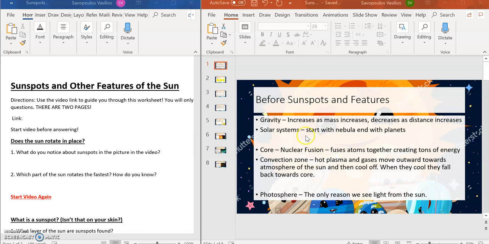All right, solar systems, as long as you know that they always start with a nebula and they always end with planets, I think you'll be okay.